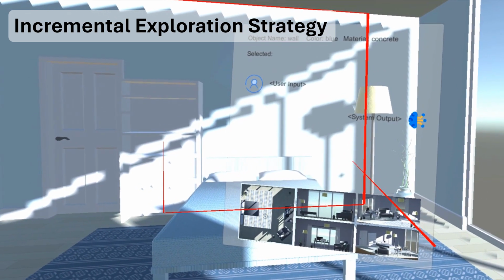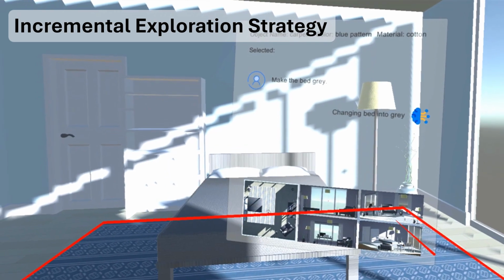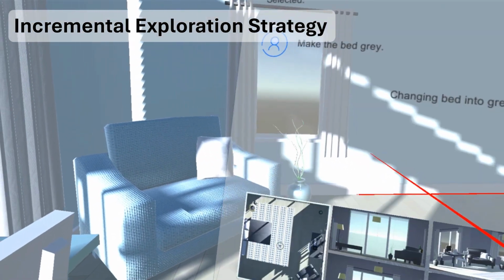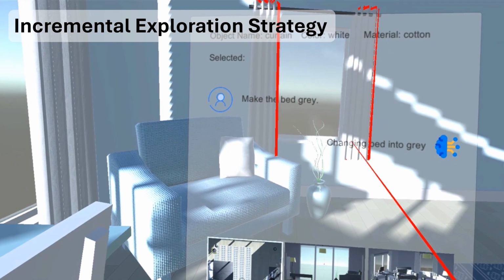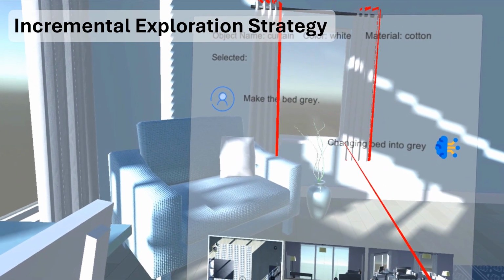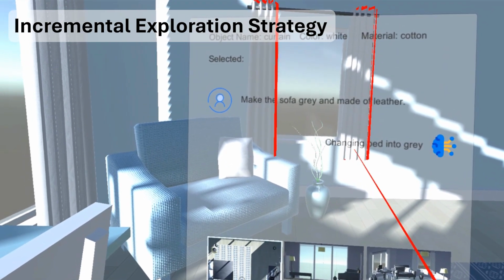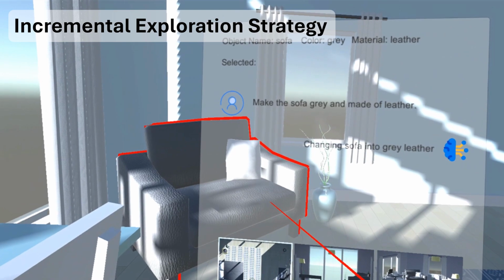Make the bed gray. Changing bed into gray. Make the sofa gray and made of leather. Changing sofa into gray leather.